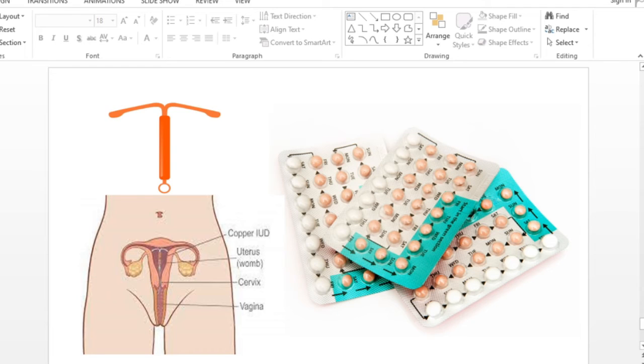Another method is placing a contraceptive device called copper T. Here you can see the device called copper T. This copper T is placed inside the uterus by a doctor or a trained nurse, and it prevents the implantation of the fertilized egg on the uterine wall.